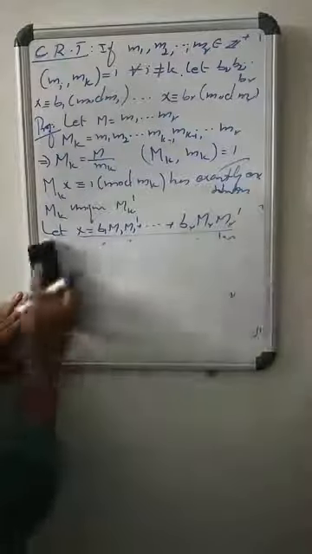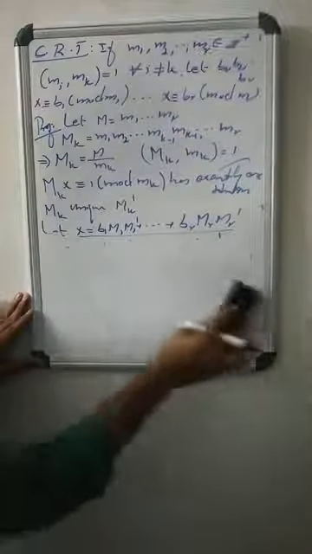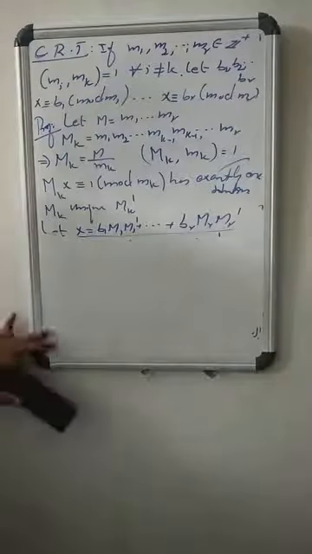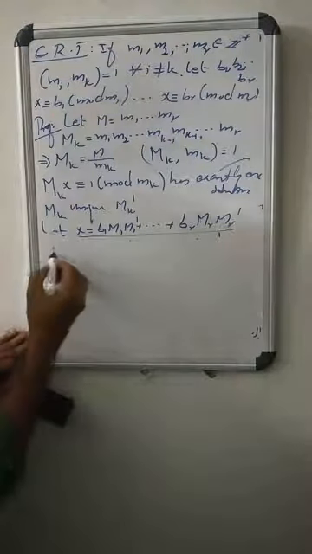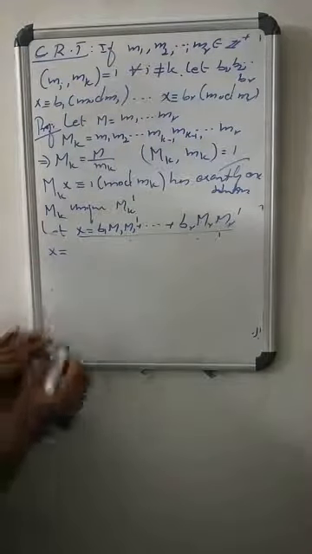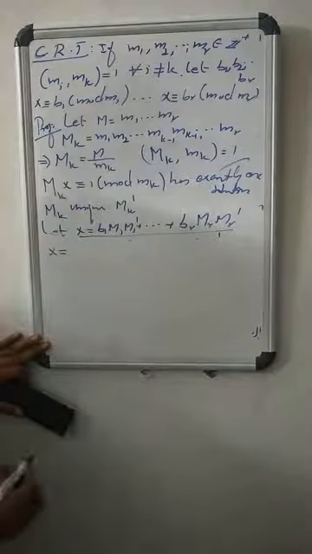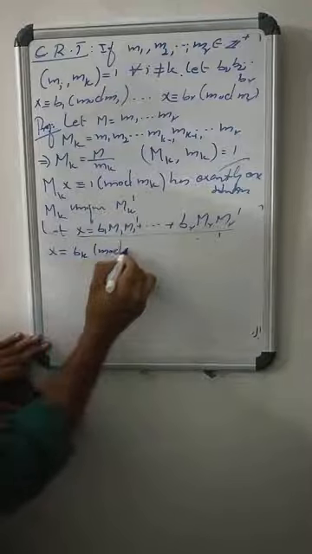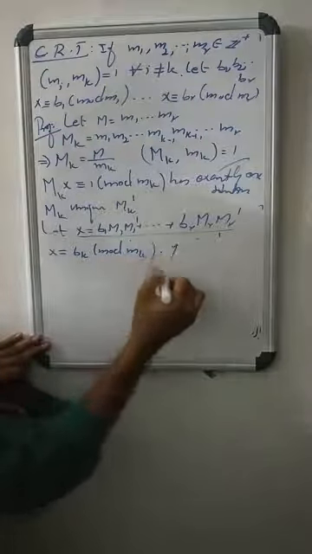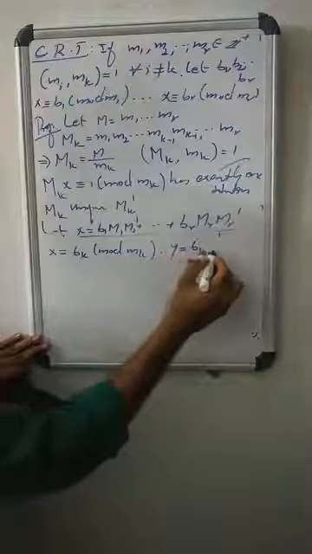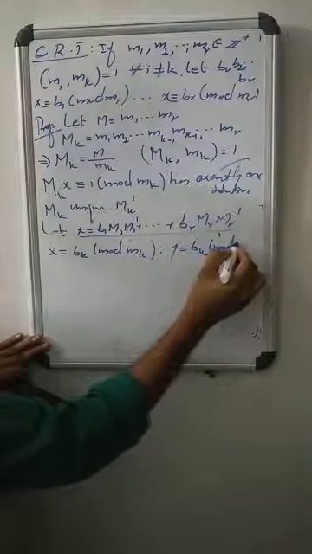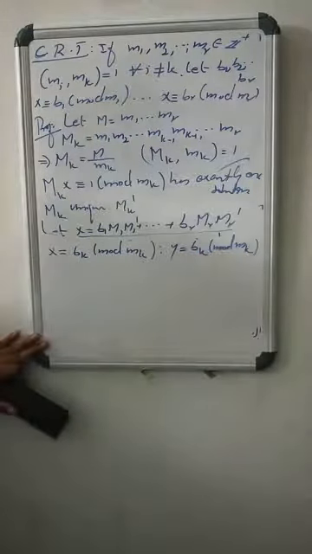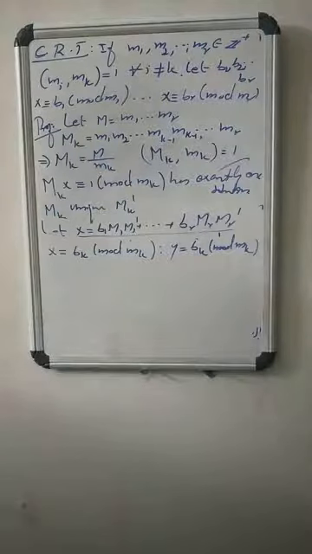For uniqueness, consider if possible there exist two solutions, let them be x and y. Let x and y satisfy the system. That is, x ≡ bk mod mk, and y ≡ also bk mod mk. If x and y satisfy the system, it means x ≡ bk mod mk and y ≡ bk mod mk.